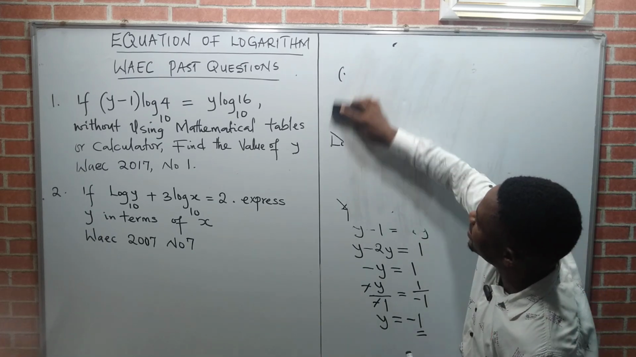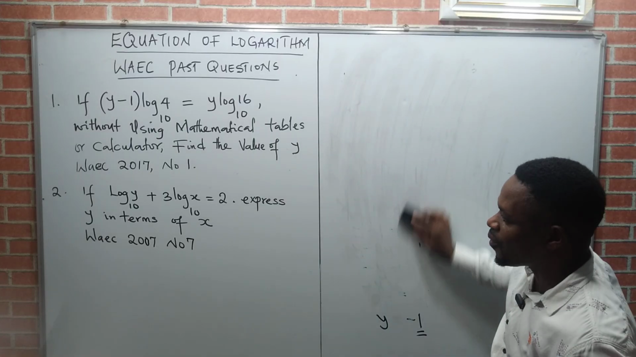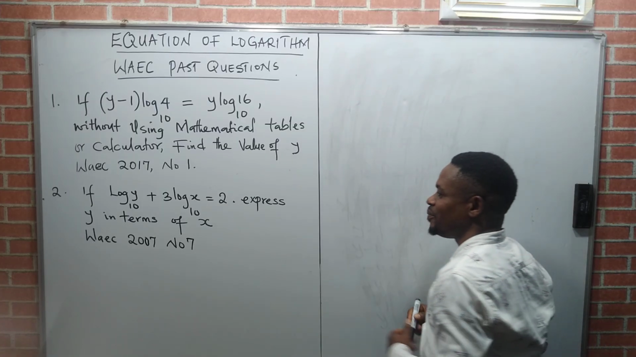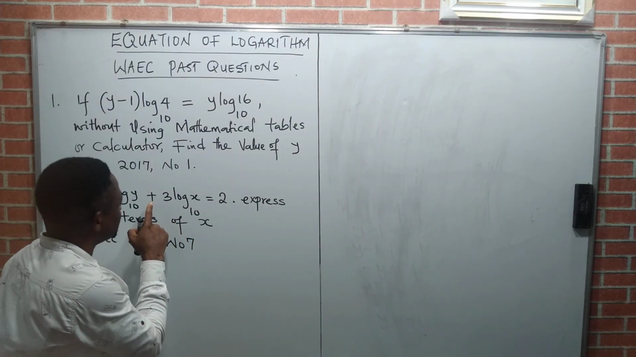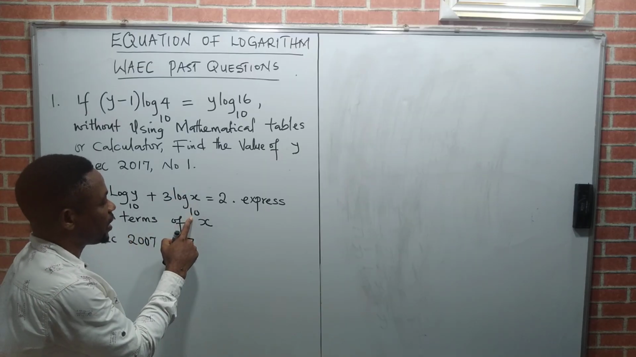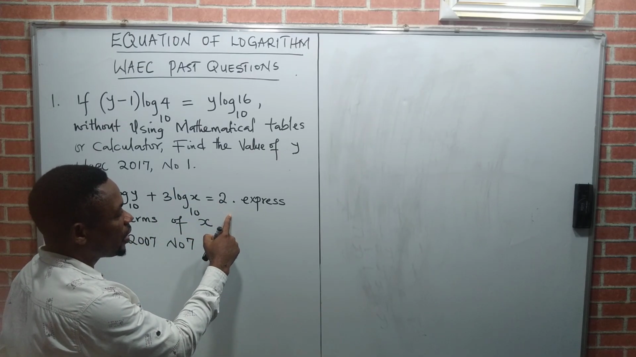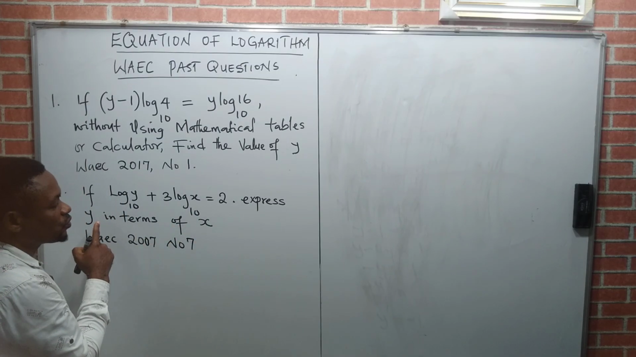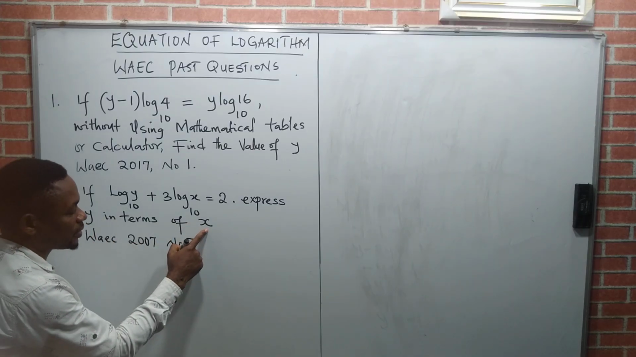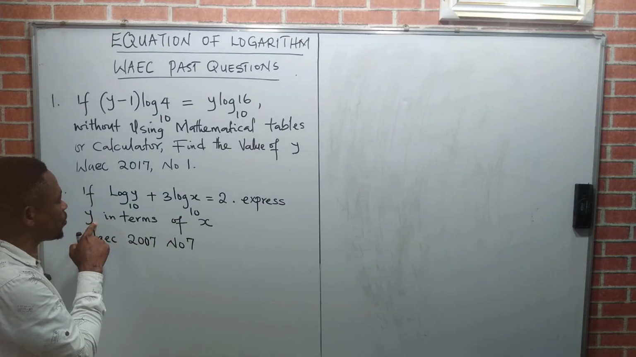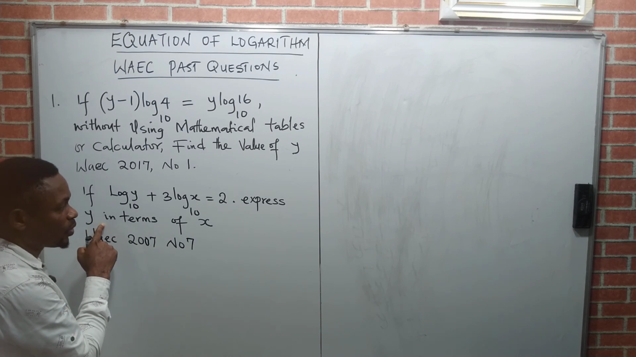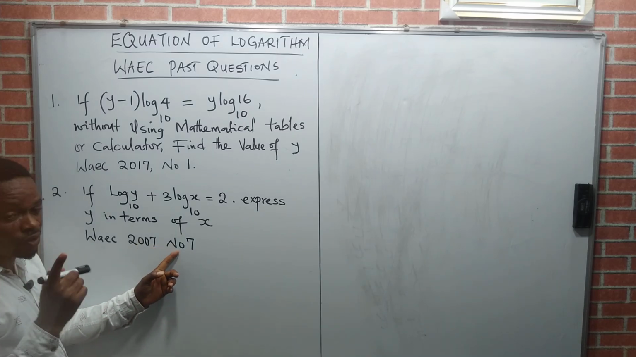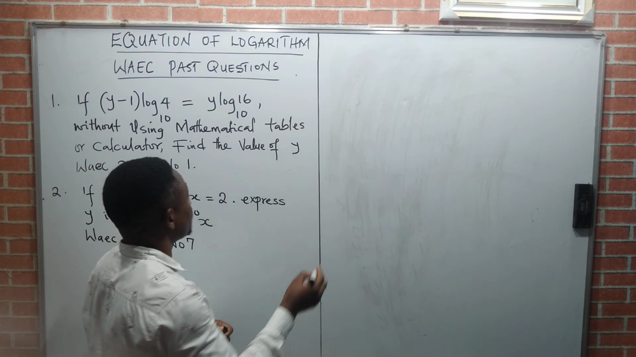The question says, if log y base 10 plus 3 log x base 10 is 2, express y in terms of x. So which means we are to make y subject of the formula. Now watch this. This one is WAEC 2007, question number 7. Now can we observe this?